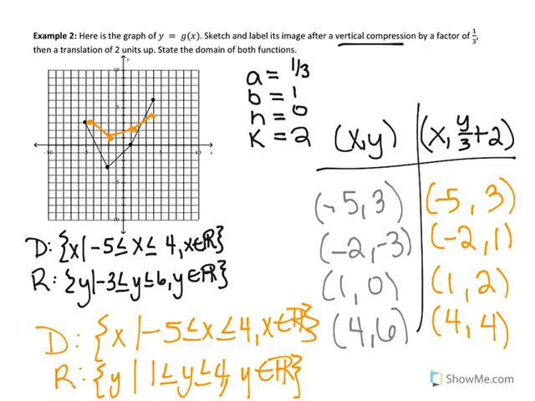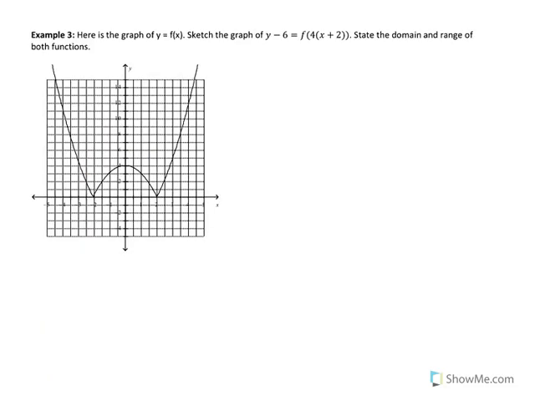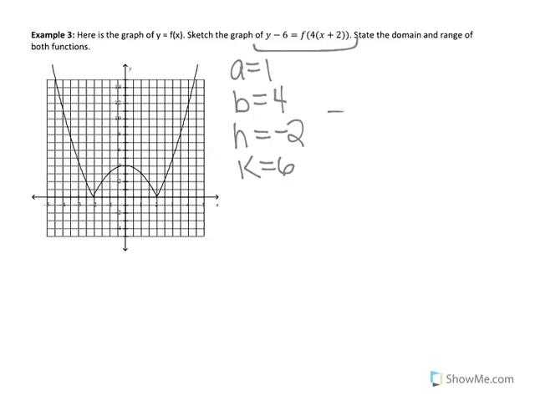Alright, and there's our transformed graph. So let's do a couple more examples of this. So we have y minus 6 is f of 4x plus 2. Our a value is 1. Our b value is 4. Our h value is negative 2. And our k value is 6. I think we did this already on the last page.